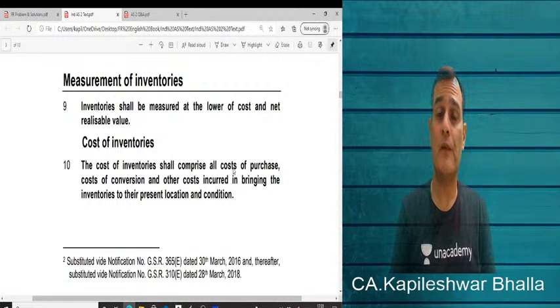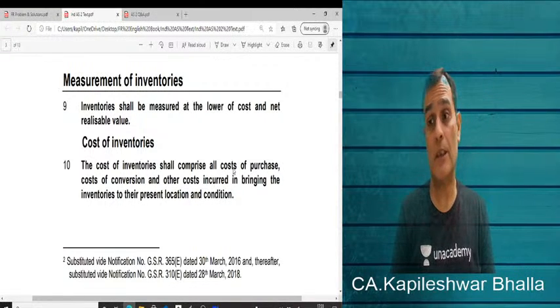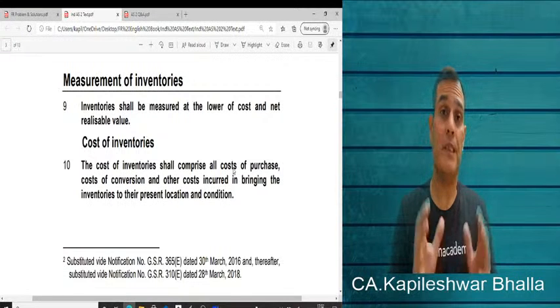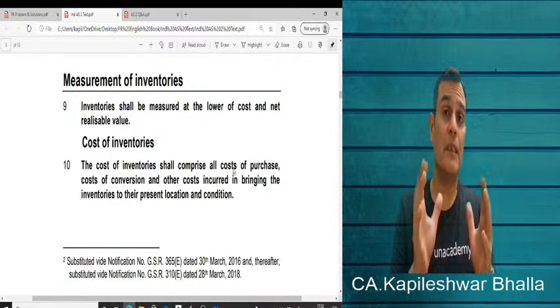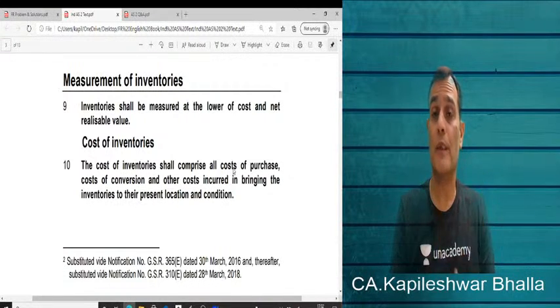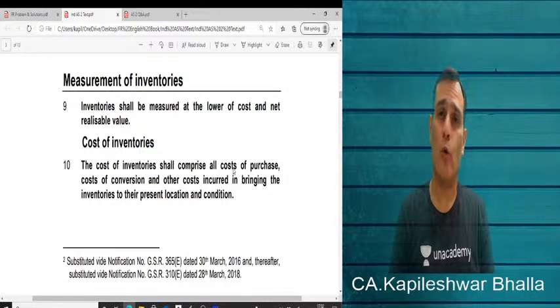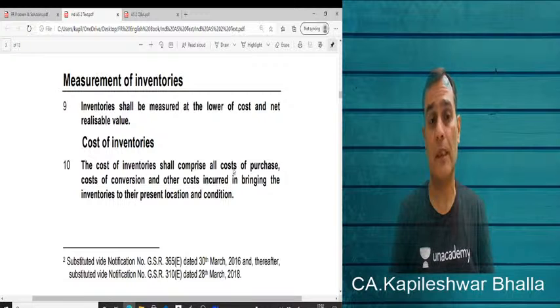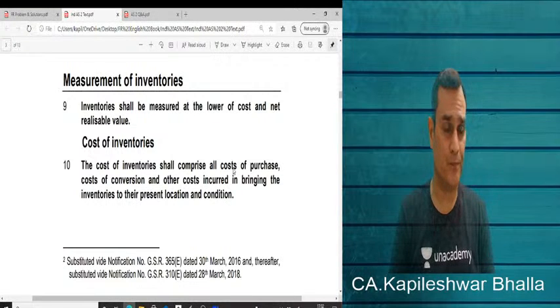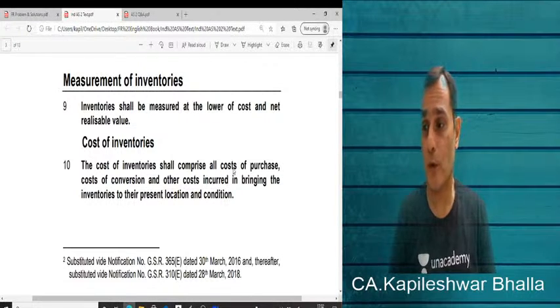Now, when you say inventories, we've just seen the definition in terms of para number 6 that inventories means FG, it means WIP, it also includes raw material. So is the para number 9 applicable to all the three kinds of inventory? The answer is no.